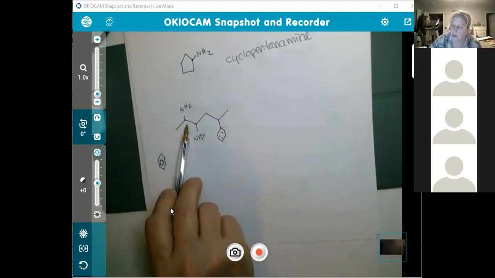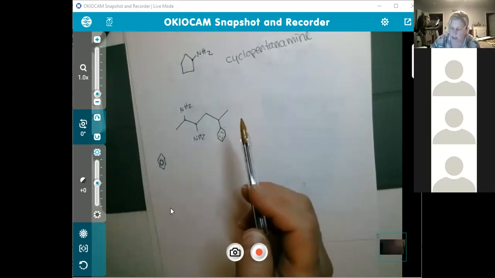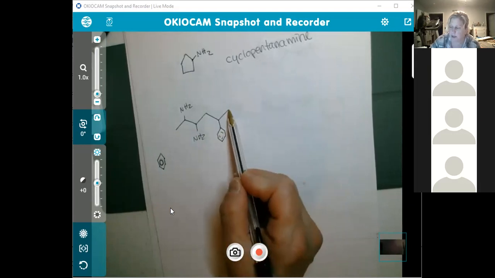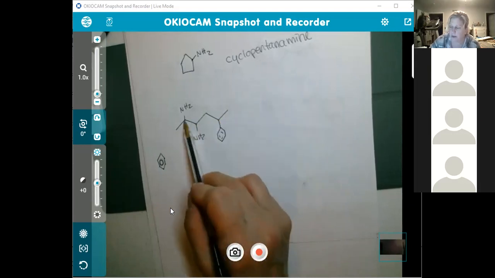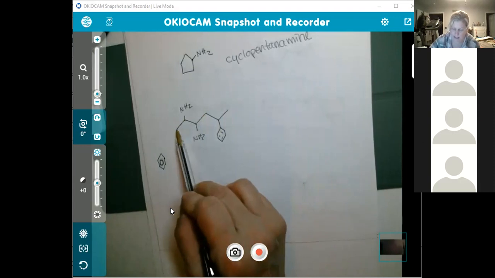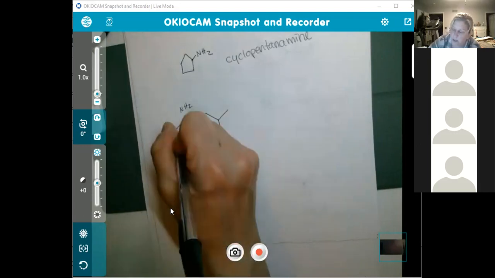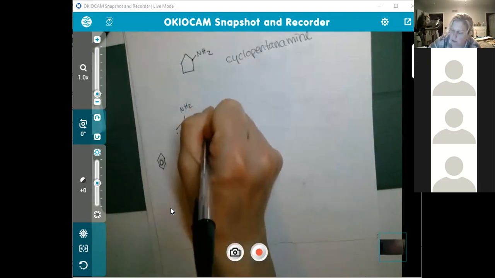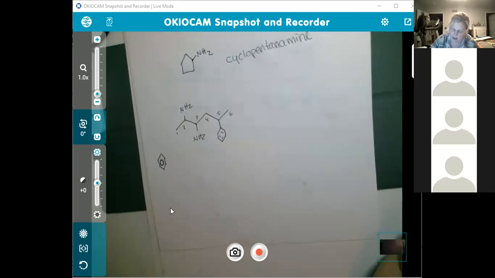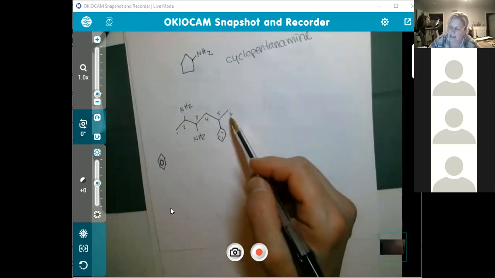So now let's look at our longest carbon chain. I'm going to go right to left: 1, 2, 3, 4, 5, 6. Meth, eth, prop, but, pent, hex. I see a hexane chain because there's no double bonds. Should I be labeling right to left or left to right? Left to right. Why? Because you want to put your functional group at the lowest number. Perfect. So I'm going to go 1, 2, 3, 4, 5, 6, so this is going to be hexane.